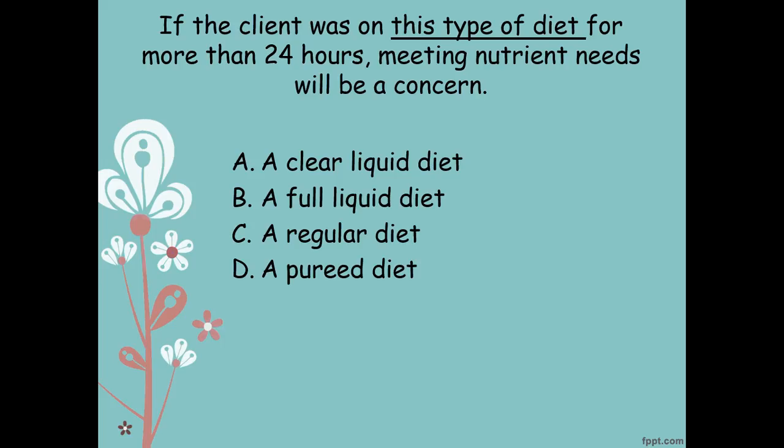A, a clear liquid diet, B, a full liquid diet, C, a regular diet, or D, a pureed diet. If you read about it in the textbook, this would be more risky for malnutrition if they're on this diet for an extended amount of time. Think of it as the diet with the least amount of nutrients, and that's a clear liquid diet. It's really, really limited in the amount of nutrients. And I have a picture of some diets coming up here real soon.